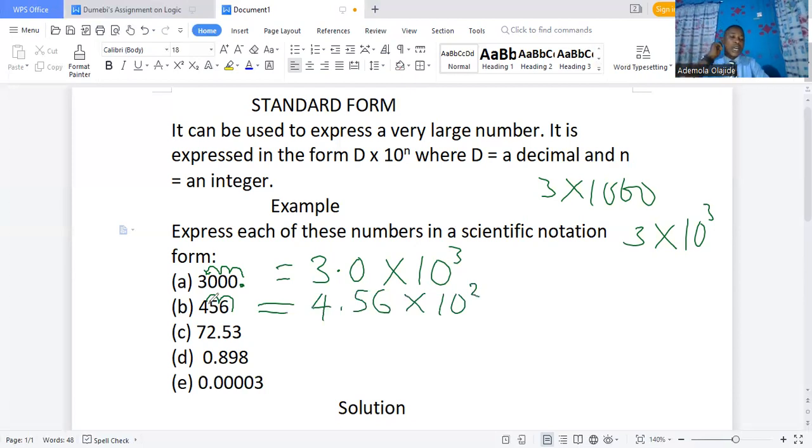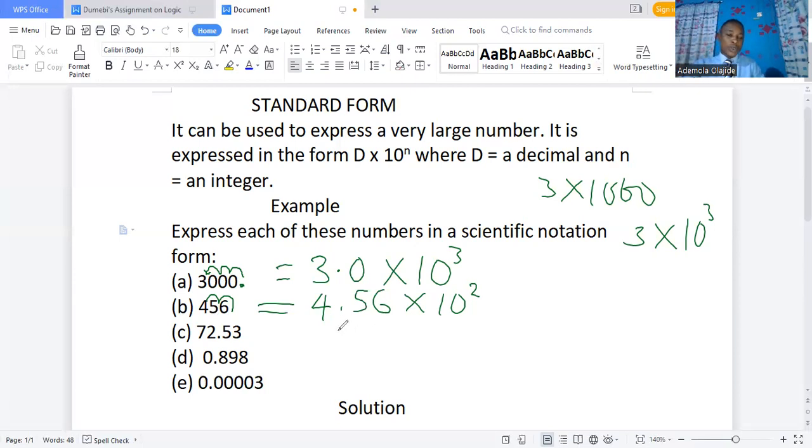Now, it is good that we note that all these powers are positive, because each of the numbers we are expressing in scientific notation form is greater than 1. 3,000 is greater than 1, so the power of 10 will be positive for it. 456 is greater than 1, the power of 10 will be positive for it.